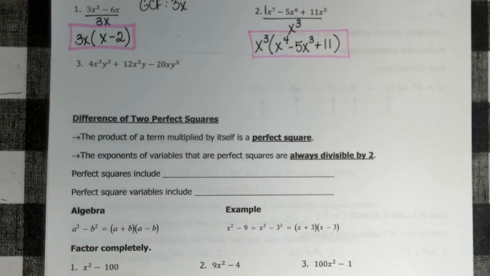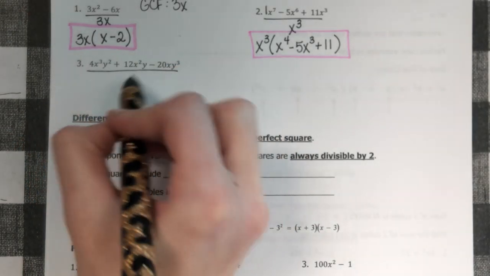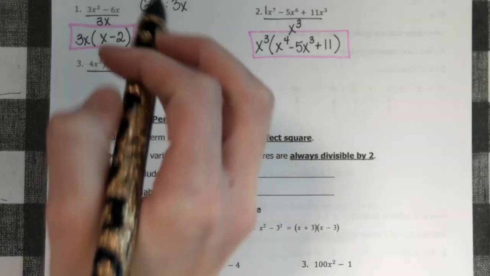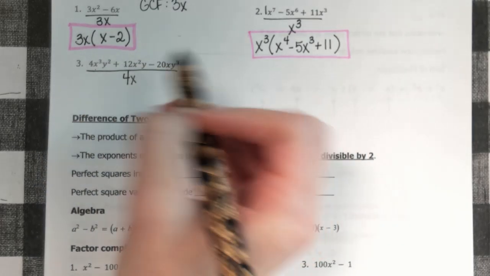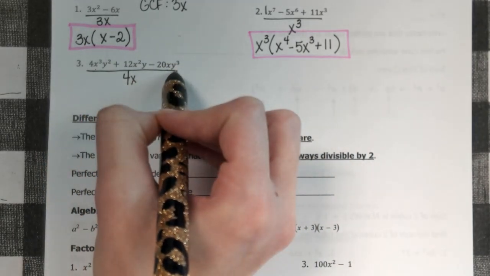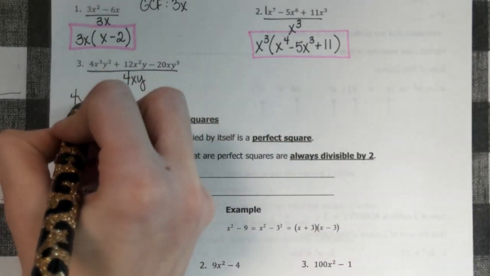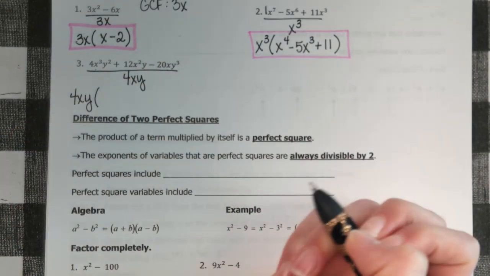And then I've got 4x cubed y squared plus 12x squared y minus 20xy cubed. So now I need to look at not just my coefficients and not just my x's, but also my y's. Okay, so if I look at 4, 12, and 20, what can I divide all of those by? 4. If I'm looking at x cubed, x squared, and x, what could I take out? X. And then y squared, y, and y cubed, I could take out y. So that 4xy would be my full GCF.